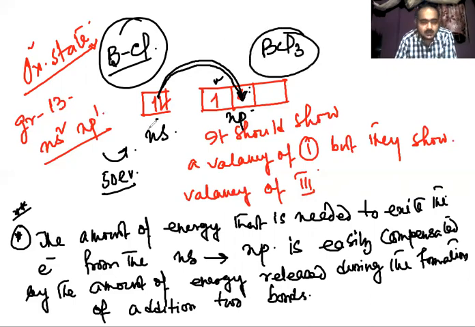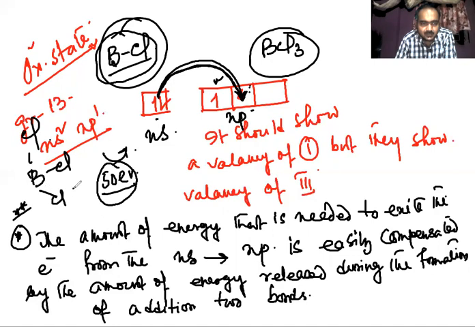What happens? Let us assume that 50 electron volt of energy is absorbed during the transfer of one electron from here to here. But what happens during the formation of additional two bonds? Now see, boron should form only one BCl bond, but it forms BCl3. So these two bonds are additional bonds. During the production of this kind of bond, let us assume that 70 electron volt of energy has been released from the system. So the system becomes lower in potential energy and the stability increases.